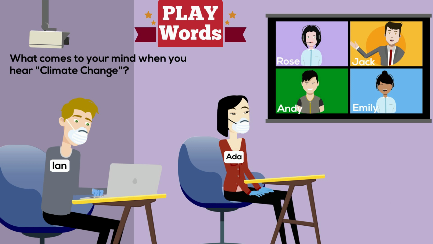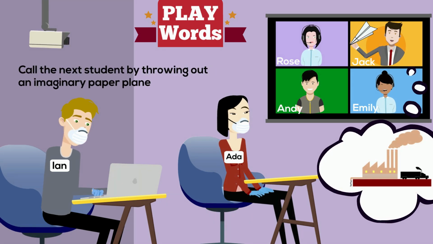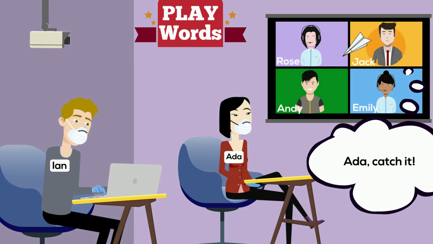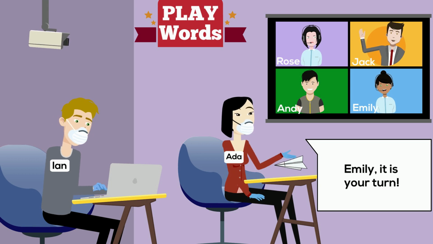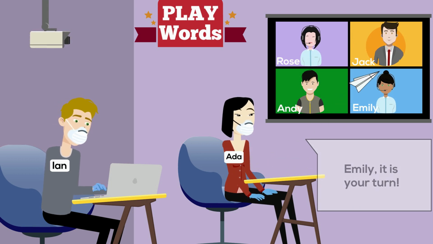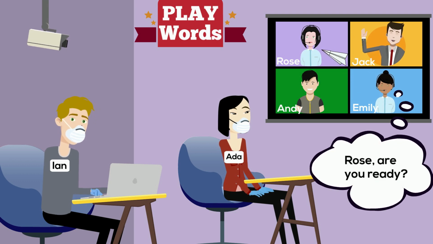Jack will begin first. He holds an imaginary paper plane, and he needs to share the word related to climate change that comes to his mind. Air pollution. Then, Jack should call the next student by throwing out the paper plane. Ada, catch it. Polar bear. Emily, it's your turn. Extreme weather. Rose, are you ready?